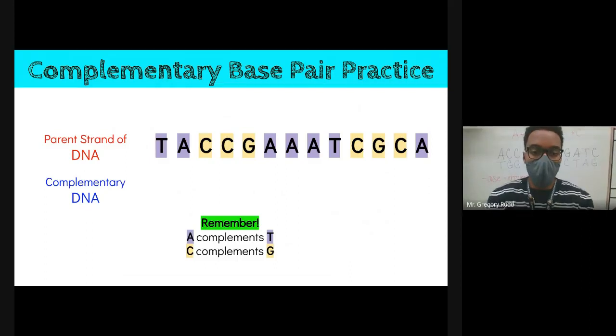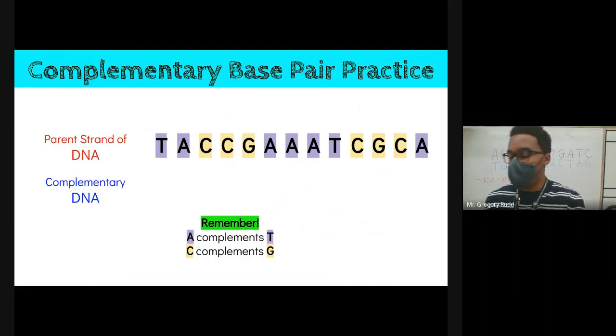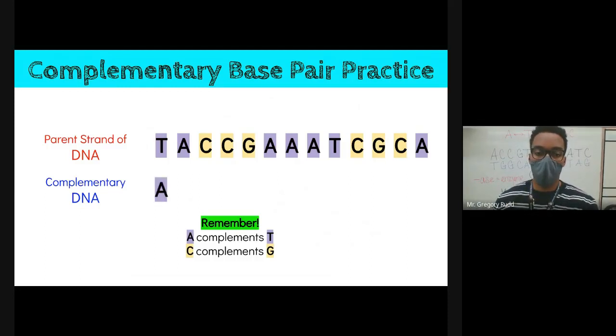Let's practice with some of this base pairing now. Keep in mind that A complements T, C complements G, and vice versa. I've got a parent strand of DNA: TA, CCG, AAAT, CGCA. Which should be the first base that I put there in the complementary strand? A, T, G, G, C.